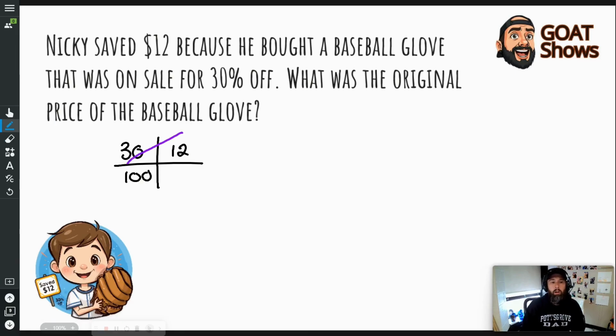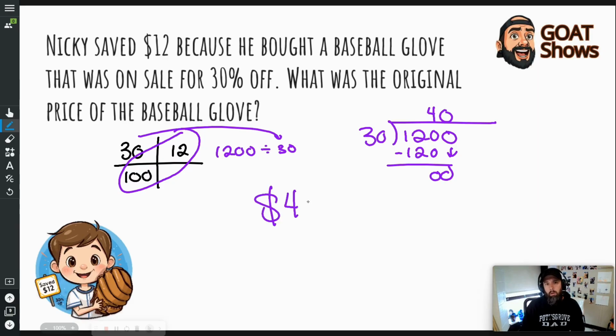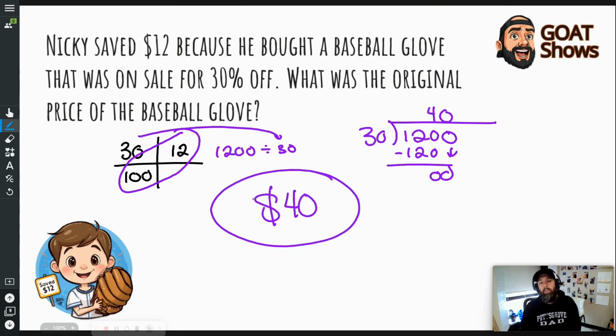We're going to cross multiply the two numbers. 12 times 100 is 1,200. And then we're going to divide by 30. So we'll do long division because why not? 30 is going to go into 1,200. Even though we don't need to, the numbers are friendly enough. 30 goes into 120 4 times. 4 times 30 is 120. Subtract them out, you get 0. Drop down another 0, and you get 0. Okay? So $40 is going to be the whole. $40 is the price of the glove.